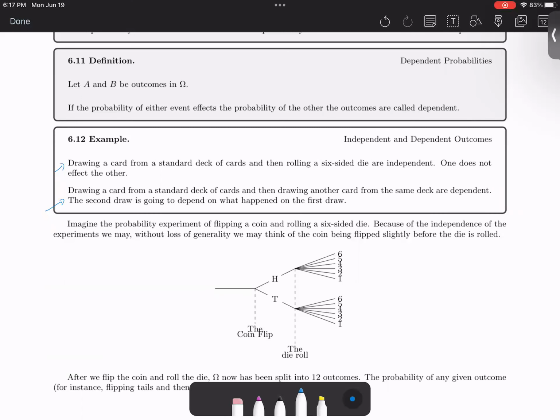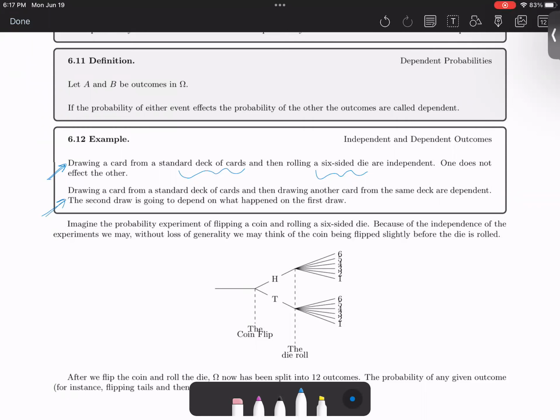Let's think about dependent and independent events. Let's think about this first situation here. Let's imagine we draw a card from a standard deck of cards, and then we roll a six-sided die. These two events, these two probability experiments, are independent because one does not affect the other, right? No matter what happens on the card draw, it is not going to affect what happens on the rolling of the die.